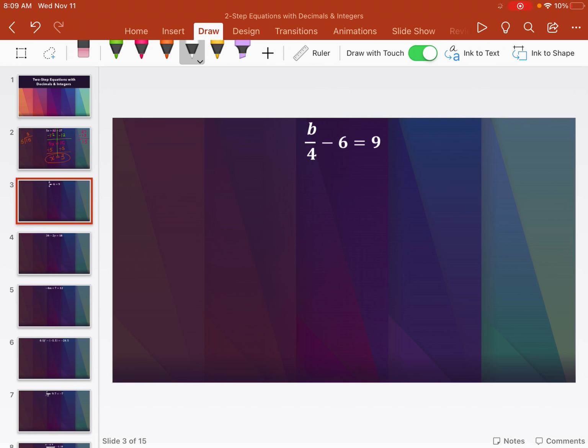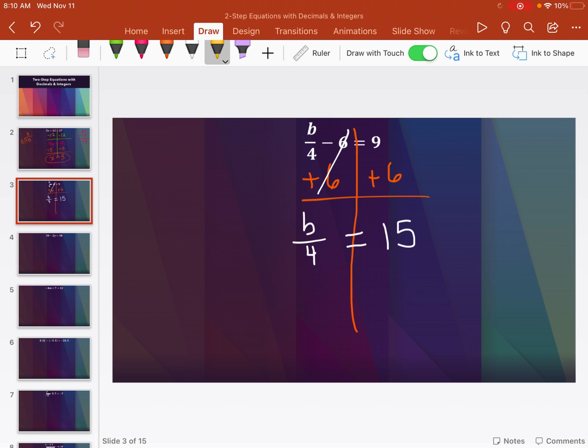Okay, let's look at this one. Let's see. I need to first get rid of that constant. So I'm going to add 6 to both sides. Over here, that cancels those two out, and I have b over 4 equals, and then 9 plus 6 is 15. Now I need to get rid of that 4 that's with my b. So it's dividing right now. I'm going to multiply by 4 to do the inverse. So over here I get b equals, and then 15 times 4.